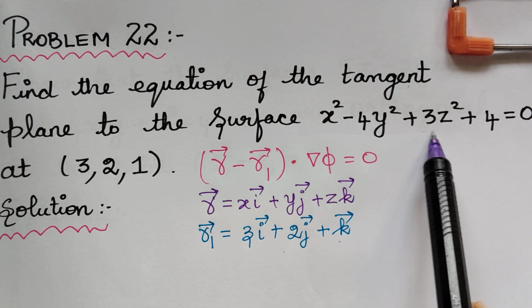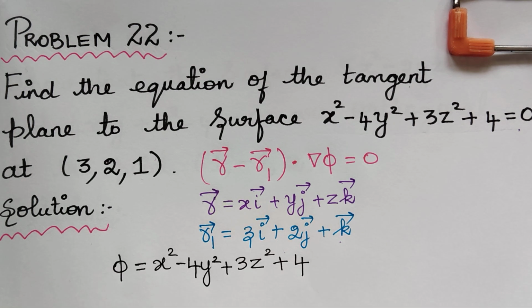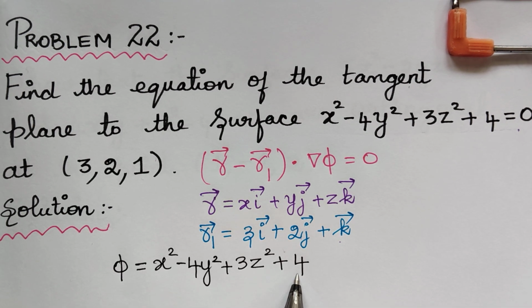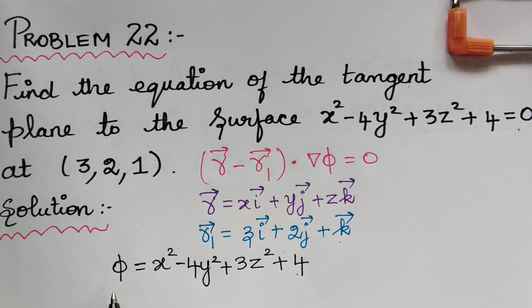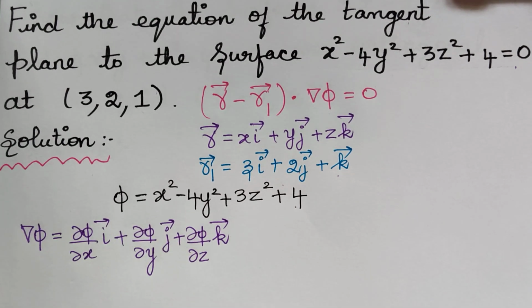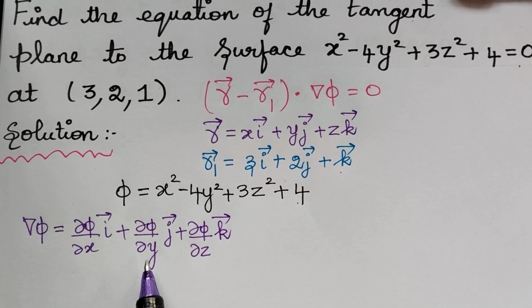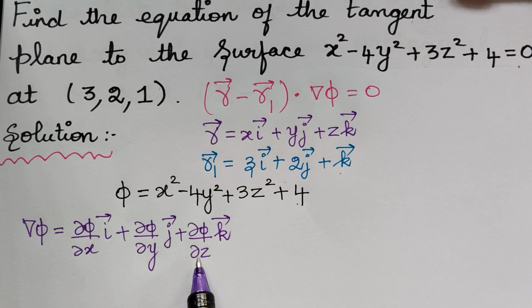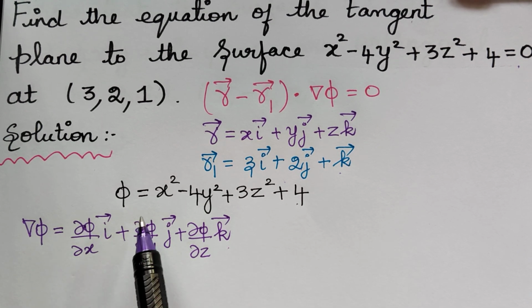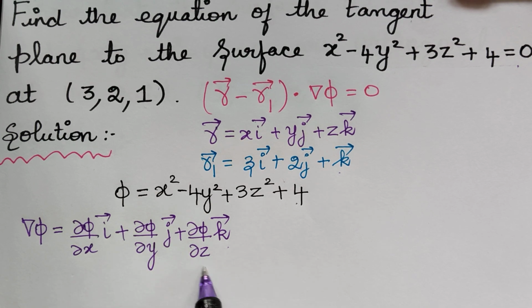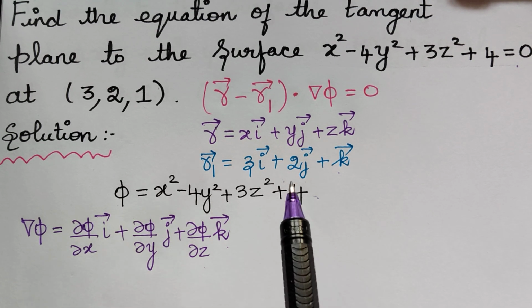So let us take and write this given surface first. So we have taken and written the surface. We know that nabla phi is given by ∂φ/∂x i vector plus ∂φ/∂y j vector plus ∂φ/∂z k vector. Now we shall find each of these, that is ∂φ/∂x, ∂φ/∂y and ∂φ/∂z from the given surface phi.